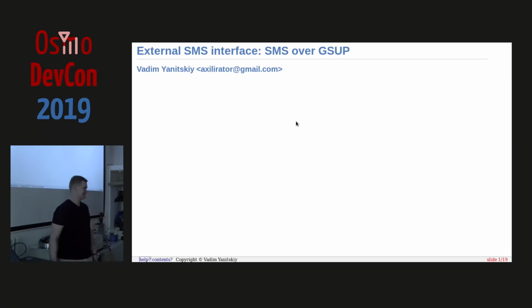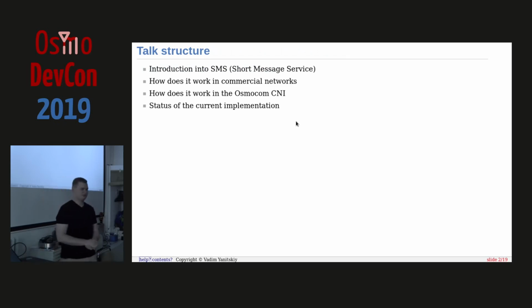Yeah, this talk is about SMS, the external SMS interface for Osmo MSC, not USSD anymore. And I'm going to talk about SMS in general. What is it? Some interesting facts about SMS. How does it work in commercial networks, MAP or TCAP based, and how is it implemented in Osmocom infrastructure.